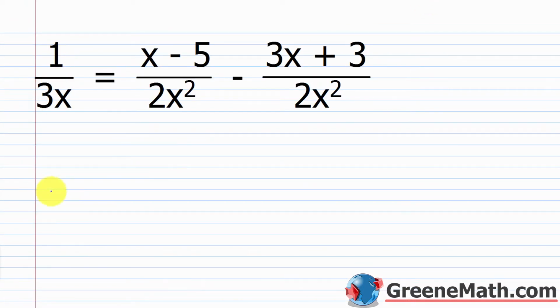Let's take a look at the first example here. We have 1 over 3x, and this is equal to x minus 5 over 2x squared, and then minus 3x plus 3 over 2x squared.